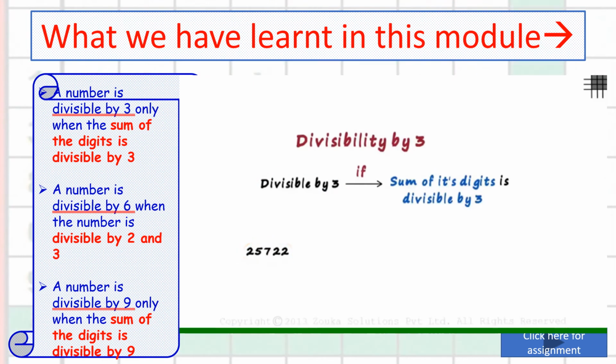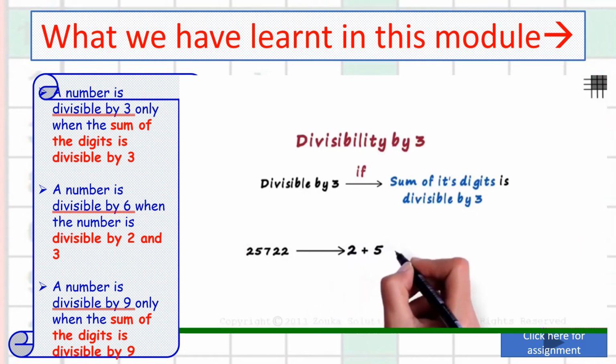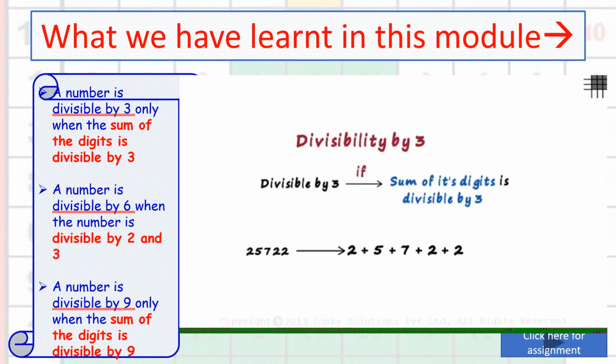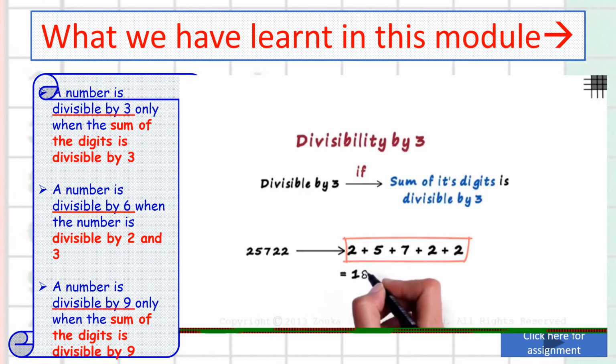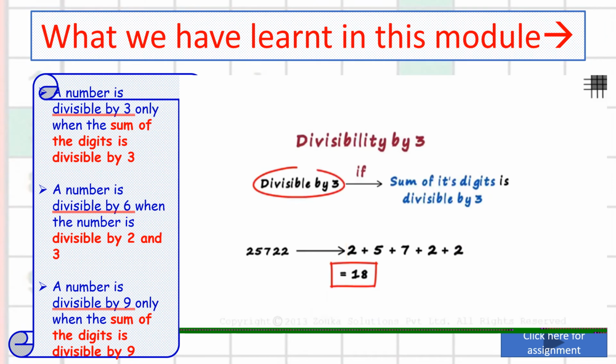Let's add them. 2 plus 5 plus 7 plus 2 plus 2. 2 plus 5 is 7. 7 plus 7 is 14. And 14 plus 4 is 18. So the sum of its digits is 18. Is this sum divisible by 3? Yes, 18 is divisible by 3. Hence, this number is also divisible by 3. If the sum is not divisible by 3, then the number is not divisible by 3.